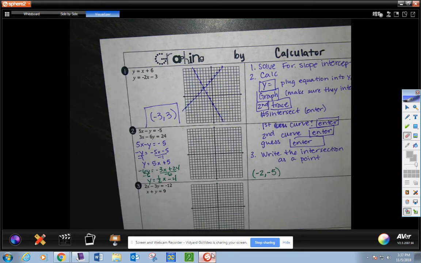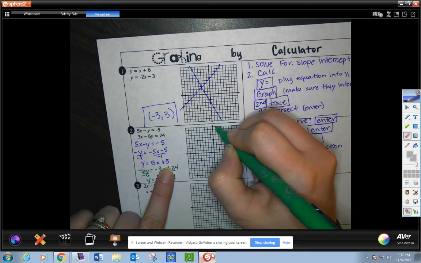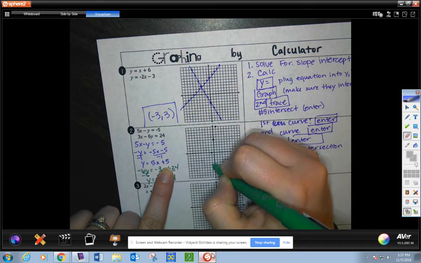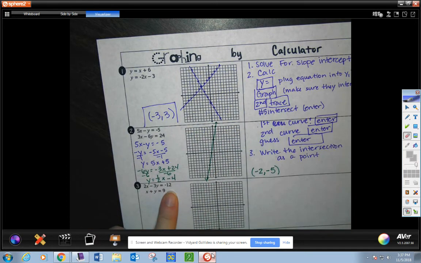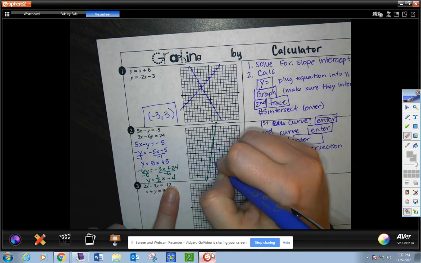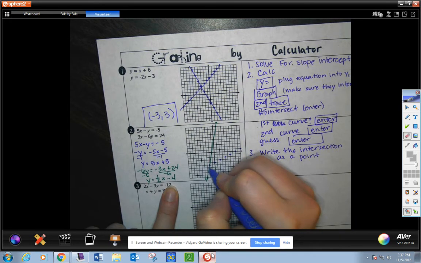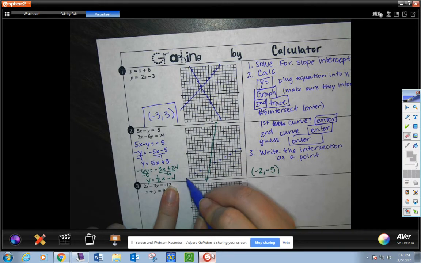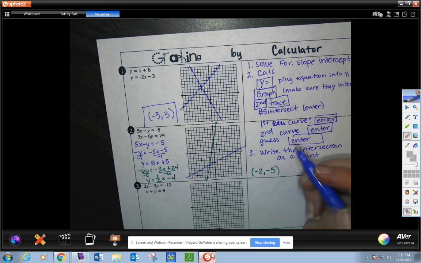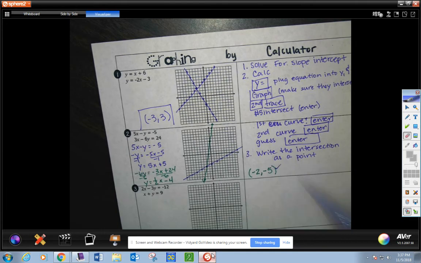And now I'm just going to draw my lines to make sure that that is true. I'm going to start at +5, and I'm going to rise 5, run 1. Okay, for my other line, I'm going to start at -4, and I'm going to rise 1, run 2. The lines do intersect, and they do intersect at -2, -5, so I got that one right.